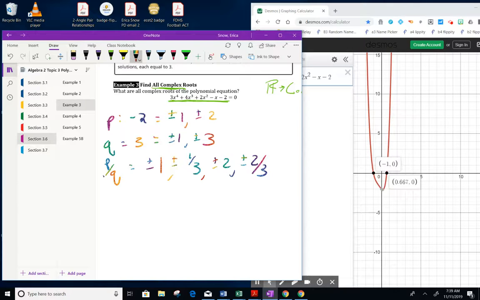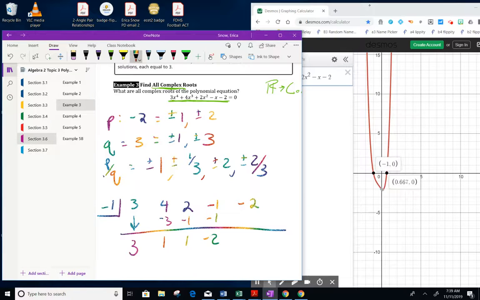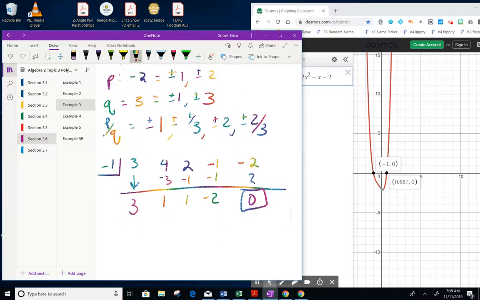Now, back in the olden days before we had really awesome graphing calculators, Miss Snow had to do the synthetic division for all of these to tell whether they were roots. Well, we know that -1 is a root. So I'm going to start with -1, and I am going to do my synthetic division to get my next level down polynomial. And so to do that, I'm just going to go through the motions here. And lo and behold, it is a polynomial.